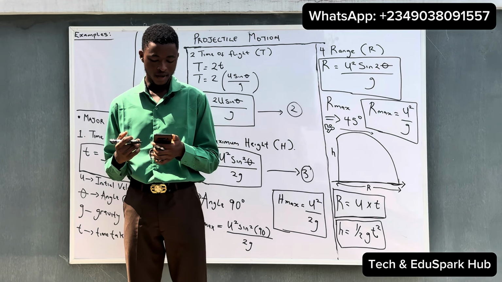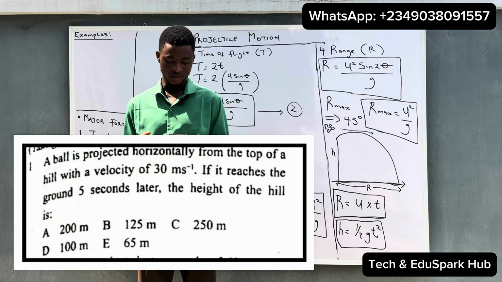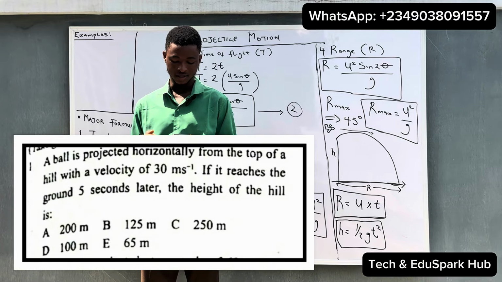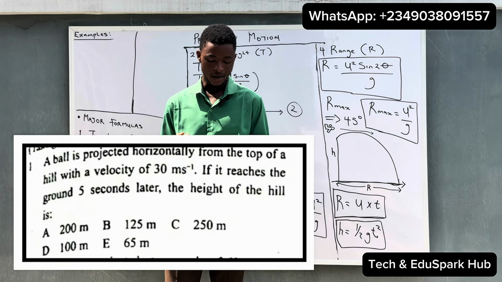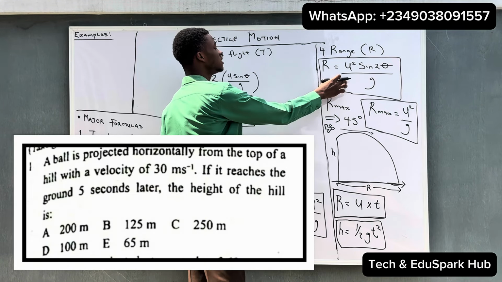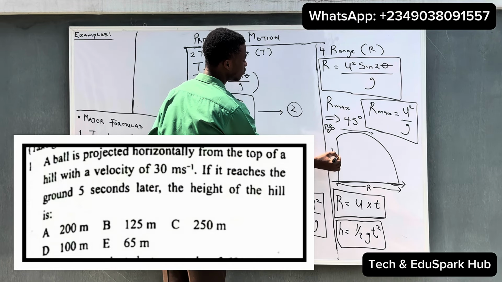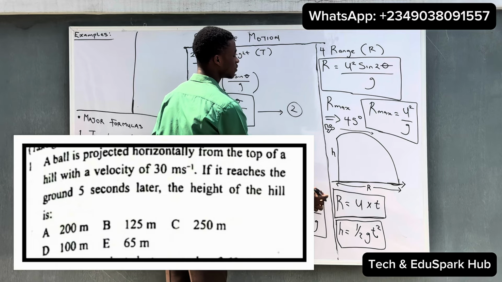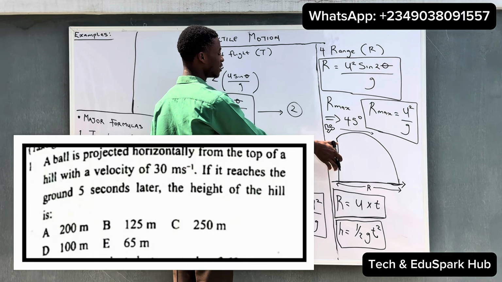Another example we have says that a ball is projected horizontally from the top of a hill with a velocity of 30 meters per second. If it reaches the ground 5 seconds later, the height of the hill is. In this kind of question, you can see they are projecting the ball from the top of a hill. So definitely you are not going to use the horizontal range formula again, because the body is projected from the top of a hill. So there's a vertical height or a vertical distance from the horizontal floor.